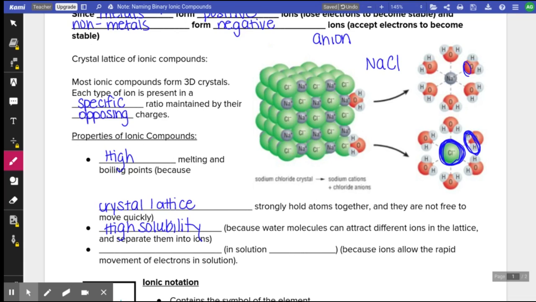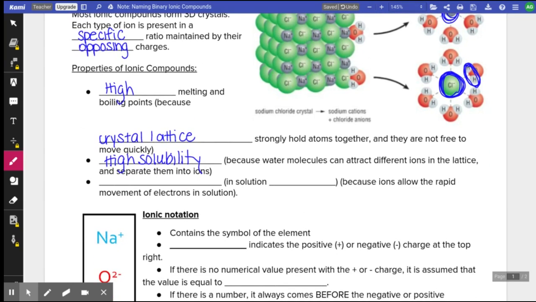And you have the same thing. The negative side of the water molecule and the positive ion are attracted to one another, and it pulls it off. That's what makes it highly soluble. All of that to say, it's going to dissolve in water. The next thing to know is that it has a high conductivity, particularly when it's dissolved.